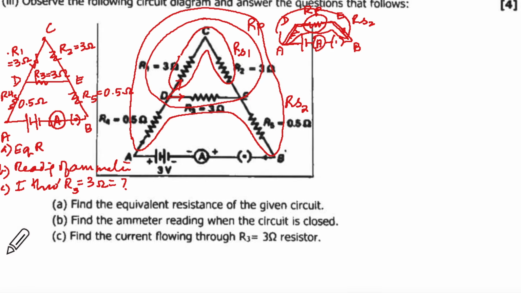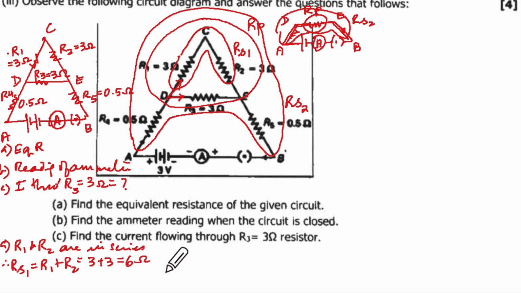How do we start? Because R1 and R2 are given, we'll have to mention R1 and R2 are in series. I know y'all don't like to write the statements, but please write. Therefore, RS1 equal to R1 plus R2, which will be 3 plus 3, which is equal to 6 ohm. Then you'll say RS1 and R3 are in parallel. Even if you write parallel like this, not a problem. Nobody's going to cut your marks, but write it.